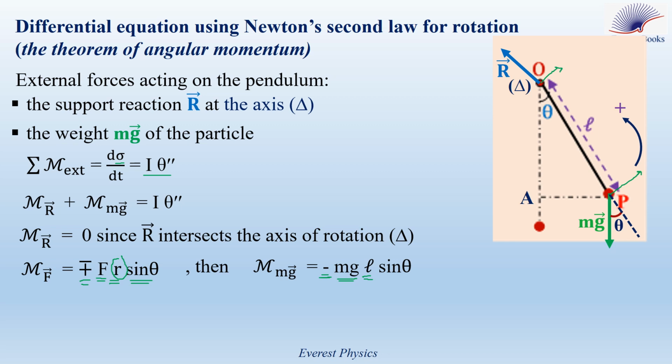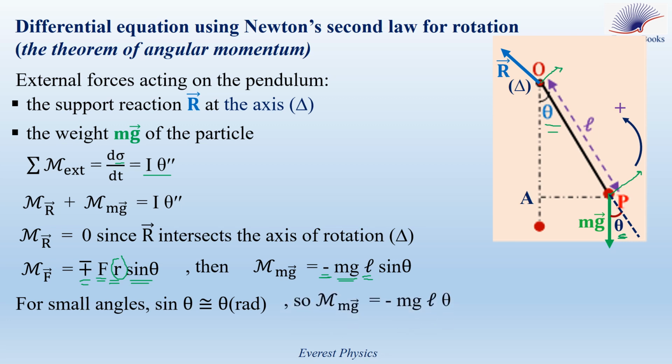And the angle between mg and r is this angle. But because mg is parallel to the distance OA, this angle and this angle are corresponding. So this angle is equal to theta. So we have minus mgL sine theta. Now for small angles in radians, sine theta is approximately equal to theta in radians, and so the moment of mg is equal to minus mgl theta.